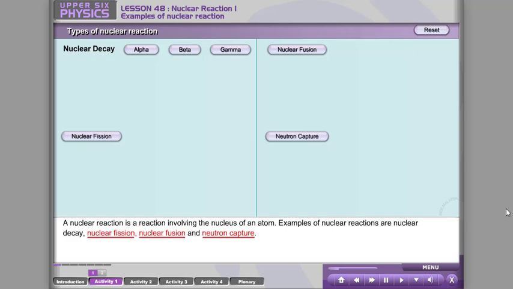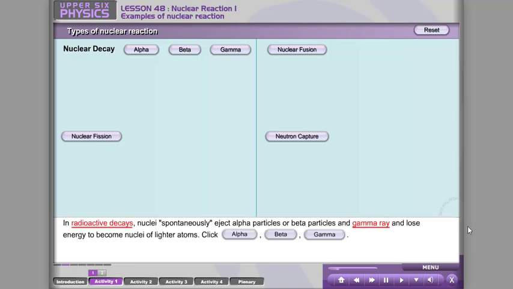A nuclear reaction is a reaction involving the nucleus of an atom. Examples of nuclear reactions are nuclear decay, nuclear fission, nuclear fusion, and neutron capture. In radioactive decays, nuclei spontaneously eject alpha particles or beta particles and gamma ray and lose energy to become nuclei of lighter atoms. Click the alpha button, the beta button, the gamma button.